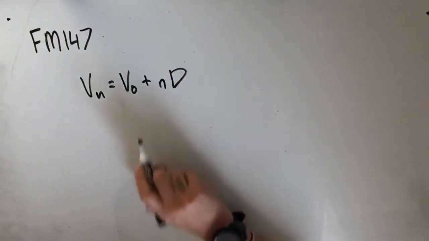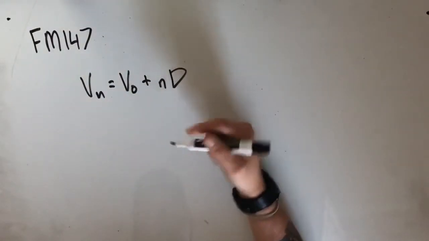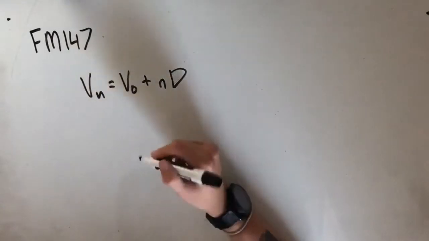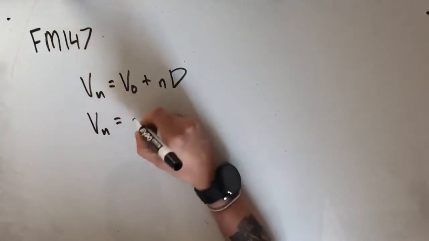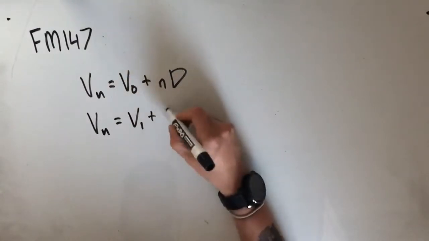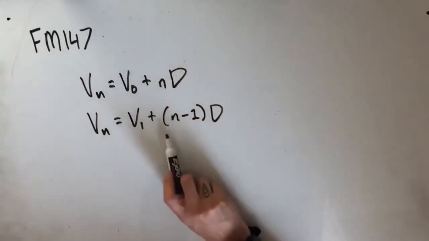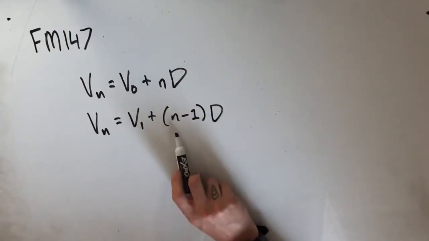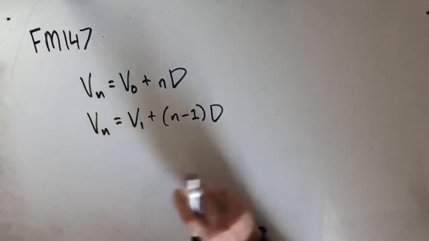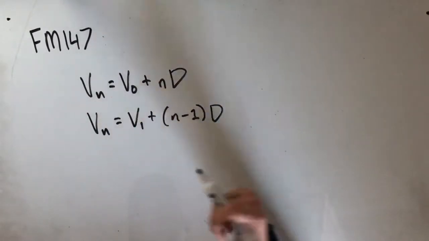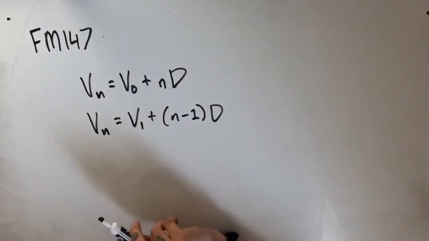Now, we don't actually have a V0 because we have his first attempt. We don't have a starting amount. So we have a V1, which means our formula is going to be altered slightly. It's going to be Vn equals V1 plus (n minus 1)d. This is going to stop us from adding in that extra difference where we don't need it, because we're only going to need to apply the difference 5 times instead of 6 times, because we already have his first attempt value.